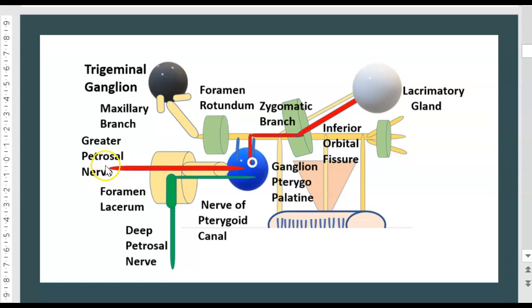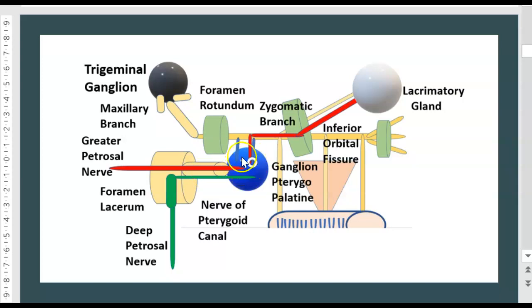Parasympathetic fibers coming from the greater petrosal nerve through the foramen lacerum are going to the pterygopalatine ganglion. Vasomotor sympathetic fibers coming from the deep petrosal nerve also come to the foramen lacerum. Parasympathetic and sympathetic together constitute the nerve of the pterygoid canal before they reach the ganglion. I repeat, parasympathetic from the greater petrosal nerve and sympathetic from the deep petrosal nerve together in the foramen lacerum constitute the nerve of the pterygoid canal to go to the pterygopalatine ganglion.